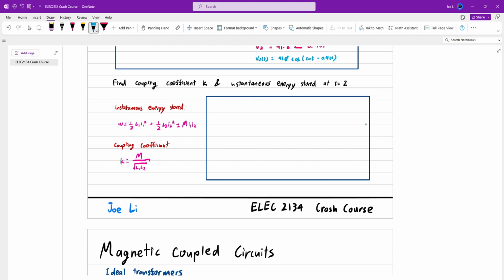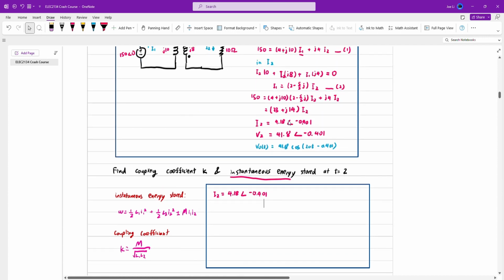Instantaneous energy. So as I said earlier, we already have an equation for I2. I2 is going to be equal to 4.18 with the phase of negative 0.4. This is calculated beforehand over here. So pretty simple. I'll go ahead and erase this. Now transferring it to the time domain, we already know what will happen. We can just straight up pull out this equation, 20t minus 0.401.